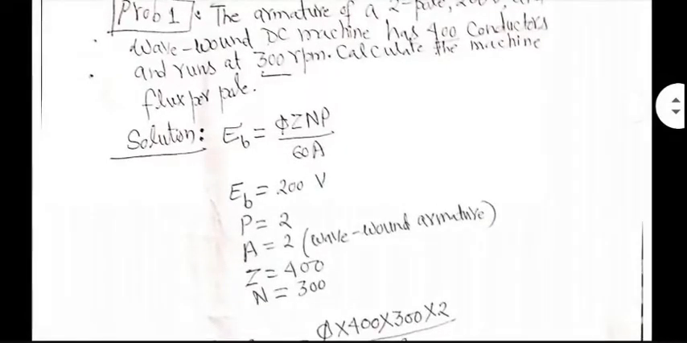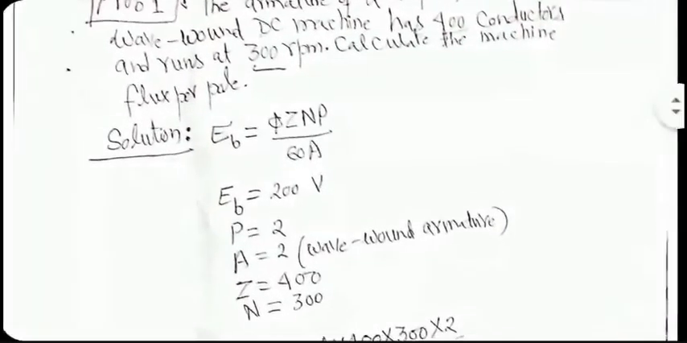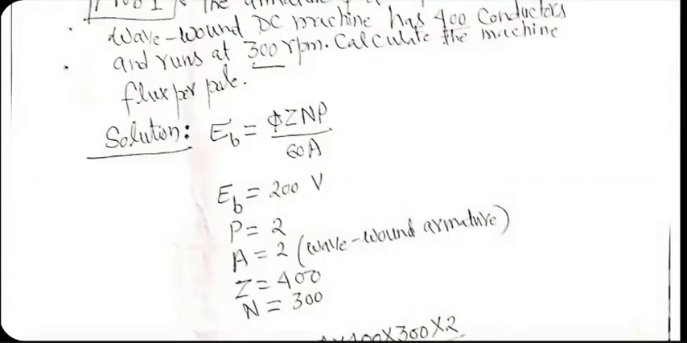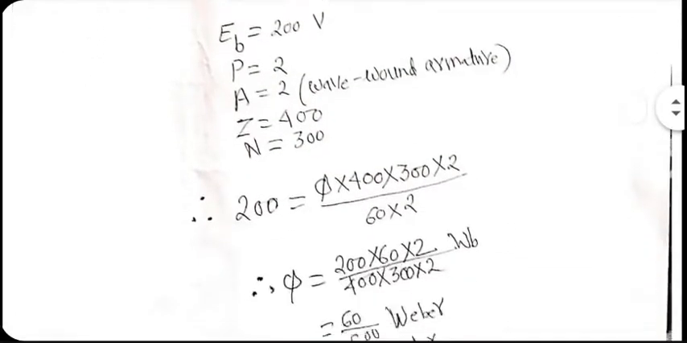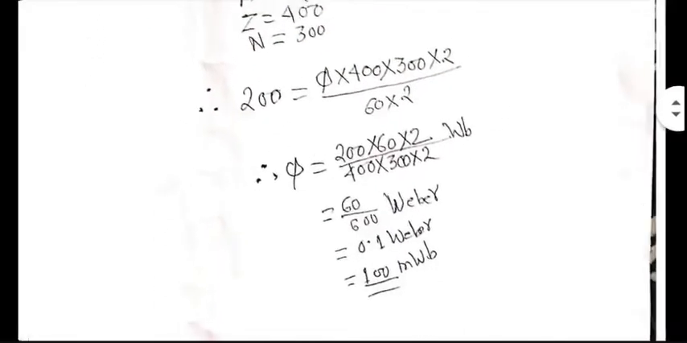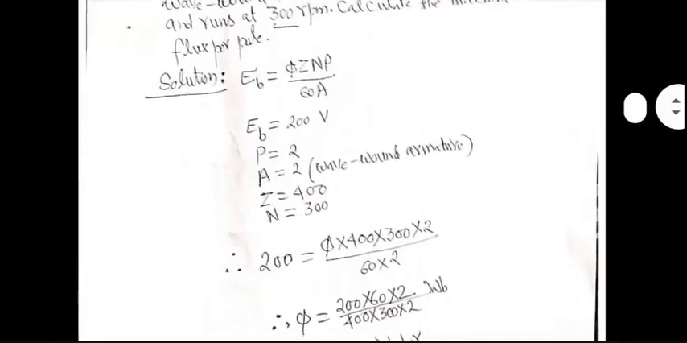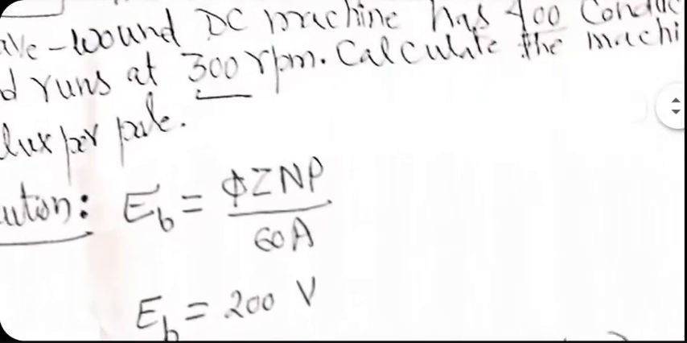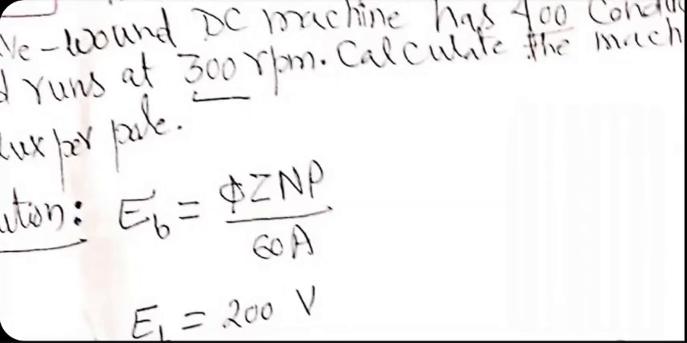You do the rest of the calculations, and from there, you figure out phi. It turns out to be 100 milliweber. This equation, EB equal to phi ZNP by 60A, is central to the physical operation of the machine all the time.